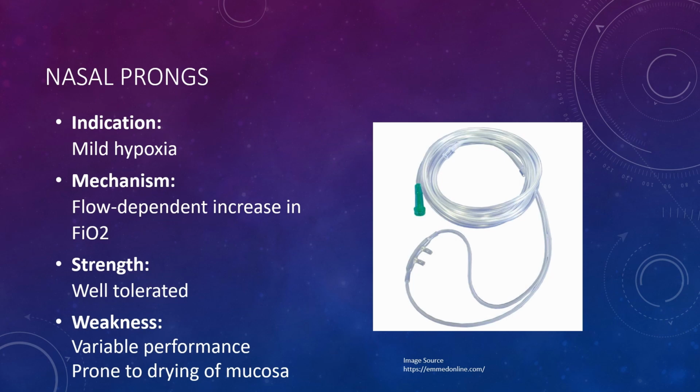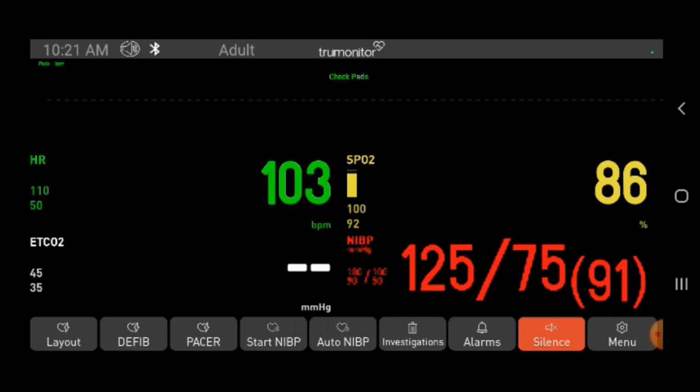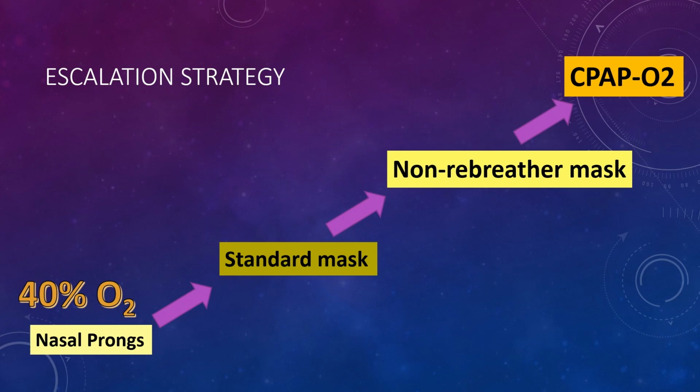So let's try that on our patient at the maximum flow rate of 6 liters per minute and see how he does. On reassessment, we can see that his hypoxia is not resolving. So this indicates that we now need to escalate to the next device.